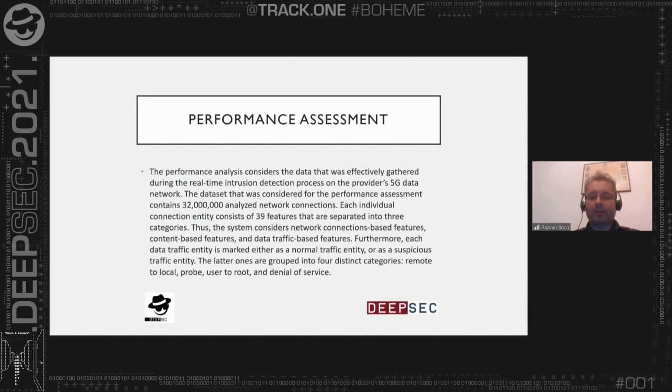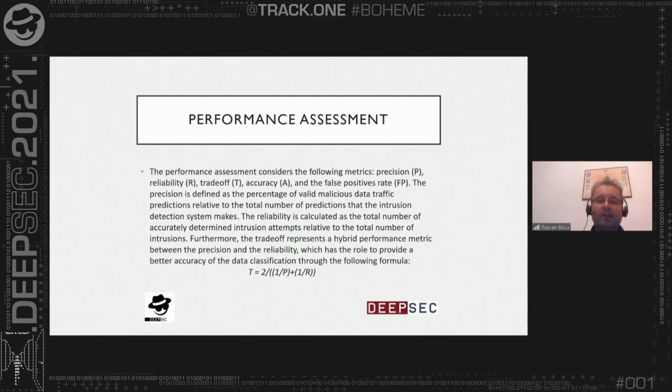Additionally, it is, I would say, important to know that each data traffic entity is marked either as a normal traffic entity or as a suspicious one. The ones that are deemed as potentially suspicious are also grouped into 4 distinct categories. These are remote to local, probe, user to root, and lastly, denial of service. We have considered several metrics in order to assess the performance. These are precision, reliability, trade-off, accuracy, and the false positives rate.